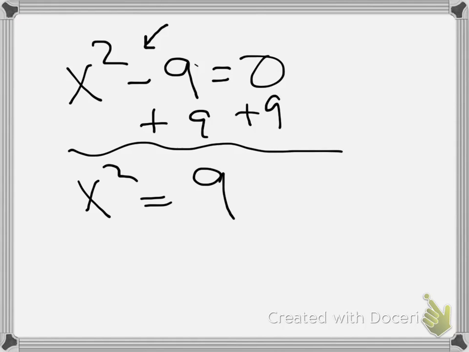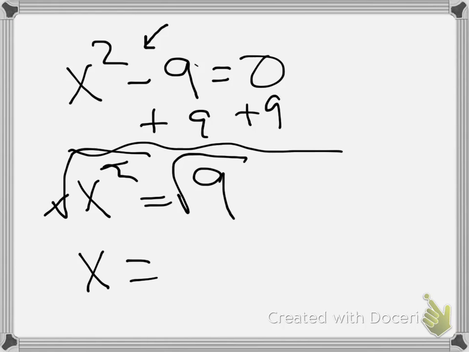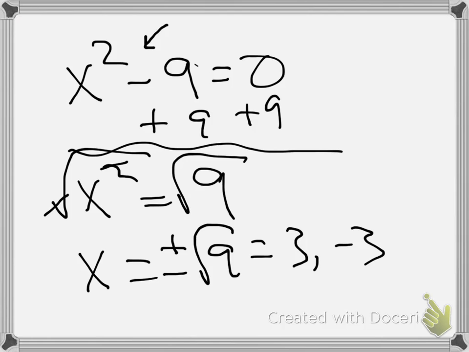Remember, the opposite operation of a square is the square root. But whenever we take the square root of a constant, we have to include the positive and the negative values of that square root. In this case, it's going to be a positive 3 and a negative 3.